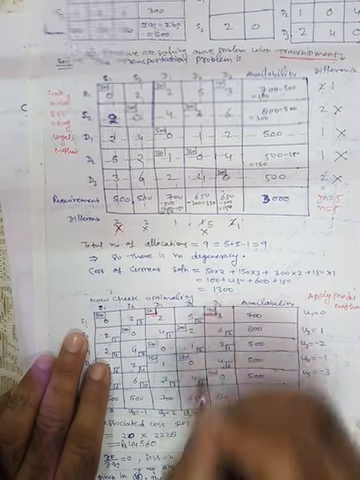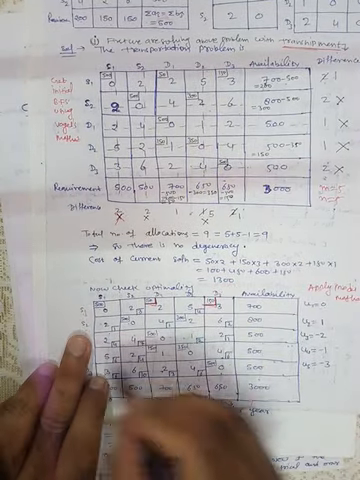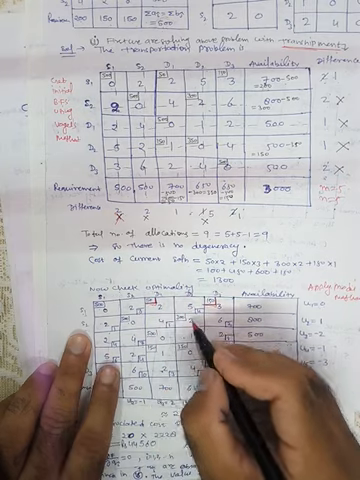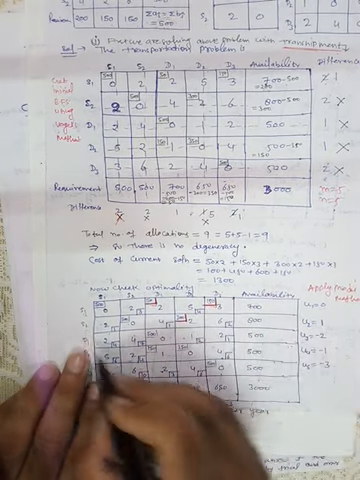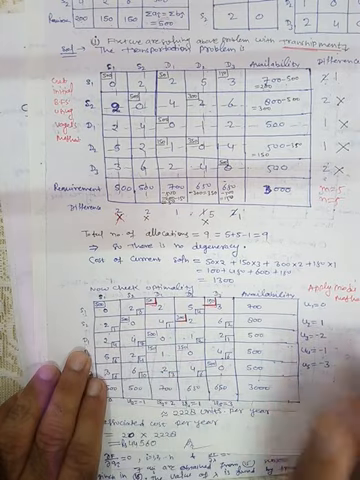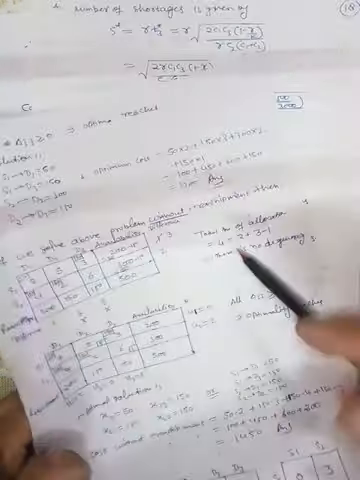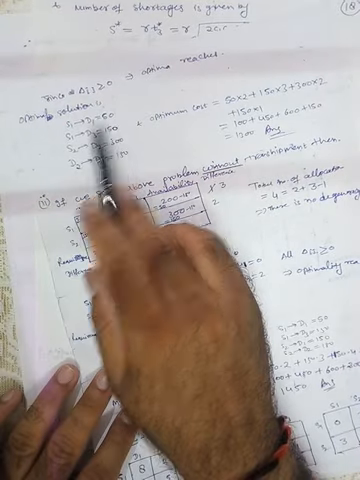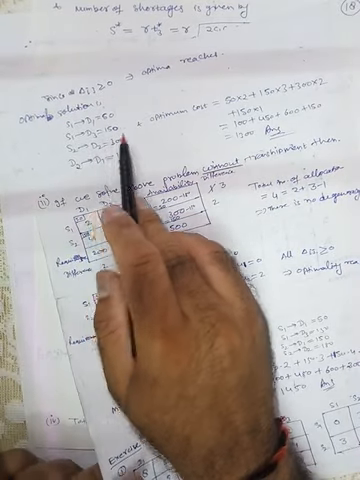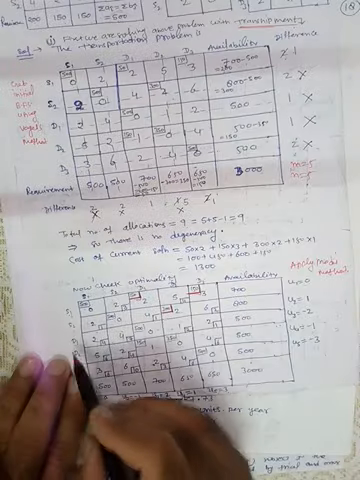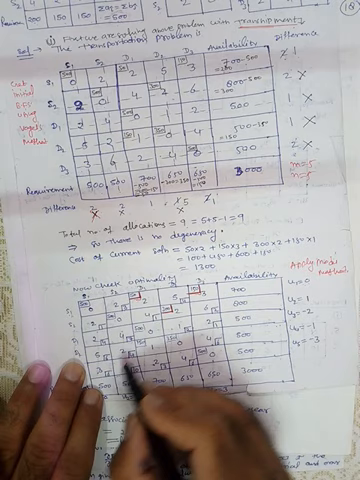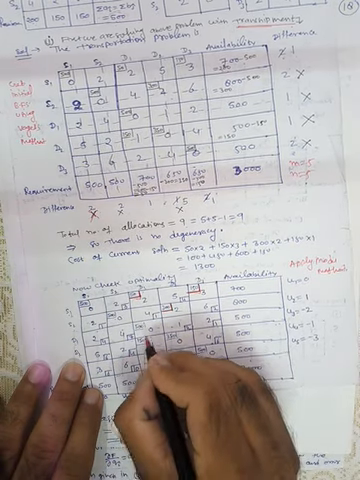Then source 2 to destination 2 is 300 units, and then destination this. So this is about the allocation. Source 1 to destination 1 is 50 units, source 1 to destination 3 is 150 units, source 2 to destination 2 is this. And now D2 to D1, this is 150 units.